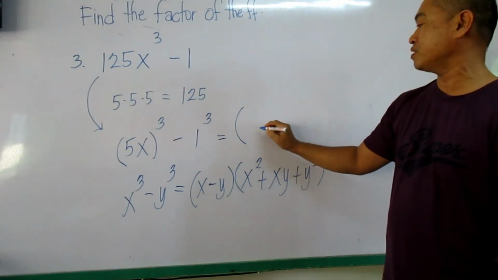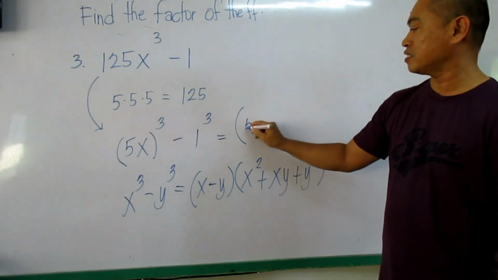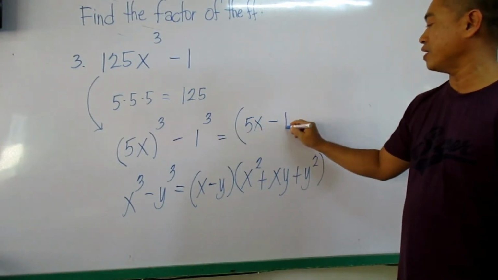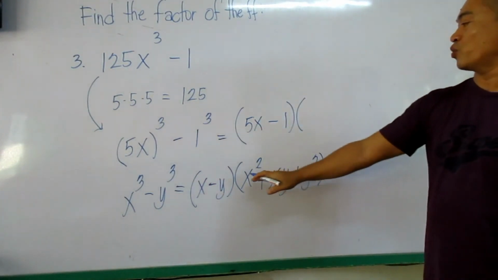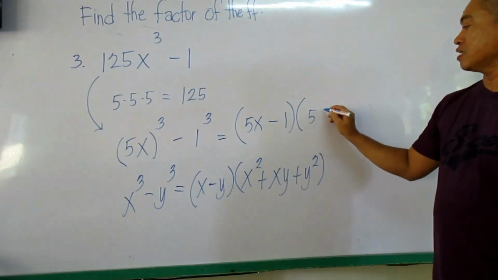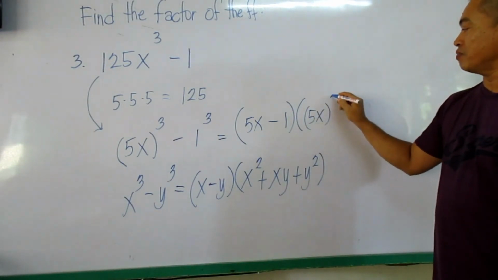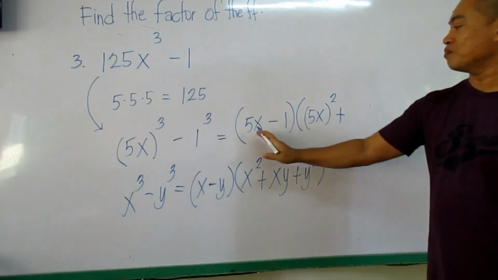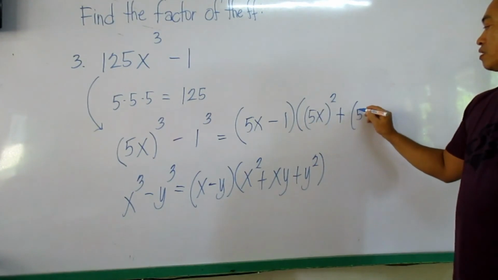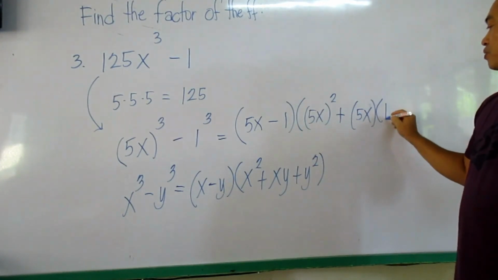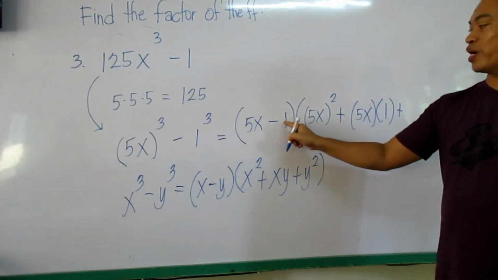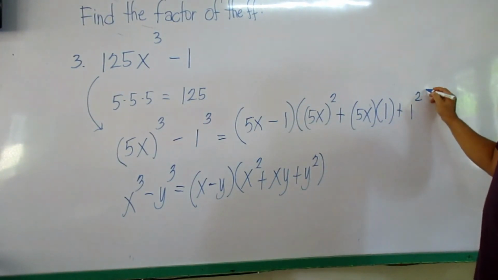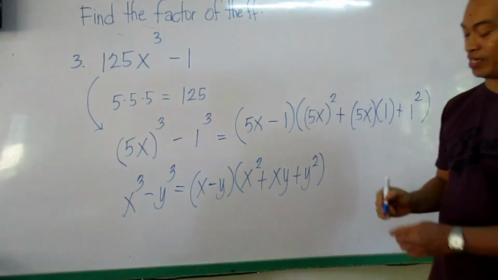So, how will you write this expression with this formula? So, it then becomes 5x minus 1. Okay, then squared 5x. So, the first term must be squared. And then, plus, multiply these 2: 5x times 1, and then square the second term, plus 1 squared. Then you're going to simplify.